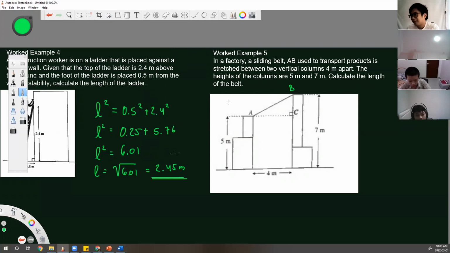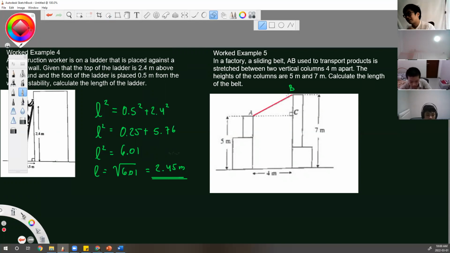So what is the sliding belt? The sliding belt is shown on the red line like this. Okay, that's the sliding belt. So you are moving the objects from one height to a higher level by using a conveyor belt or a sliding belt.